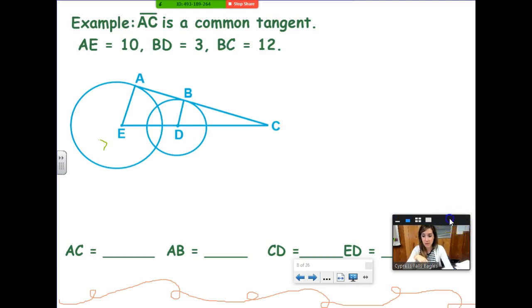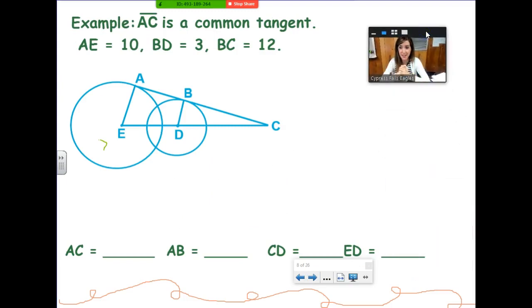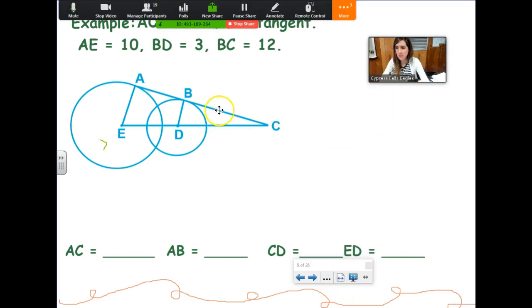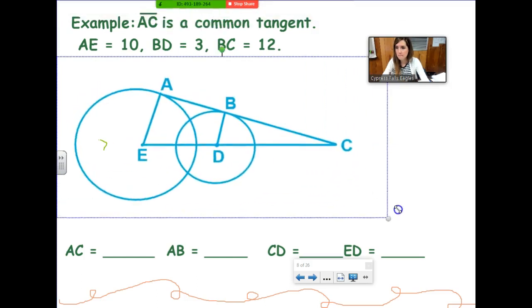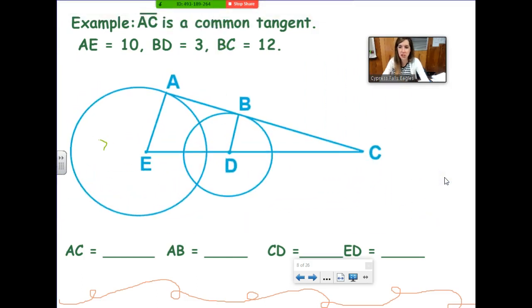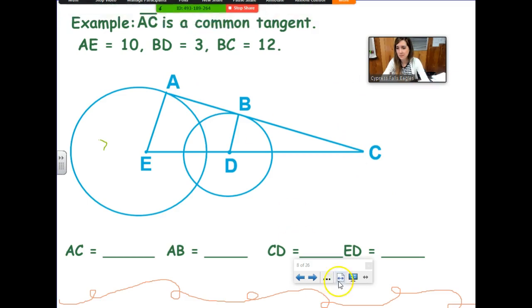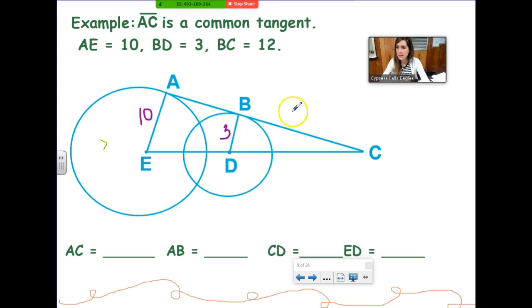Now, I will warn you, this one is going to be a little ugly. There are going to be some radicals, so be patient. Go ahead and sketch this picture. I'm going to make it a little bit bigger. AC is a common tangent. All that means is that it's tangent to both circles at the same time. That's what common tangent means. AE is 10, BD is 3, and BC is 12. So I'm labeling what we know.